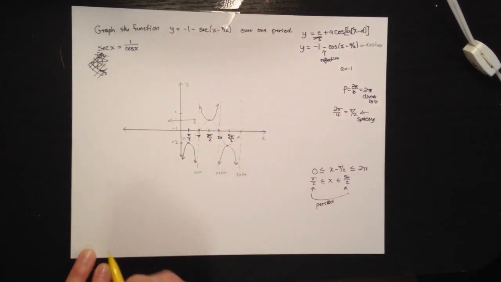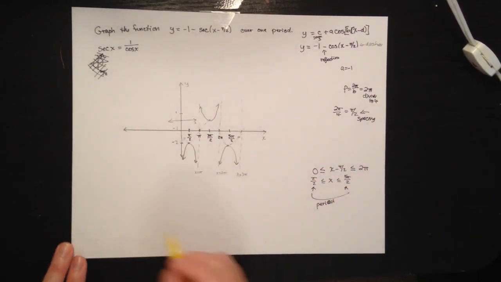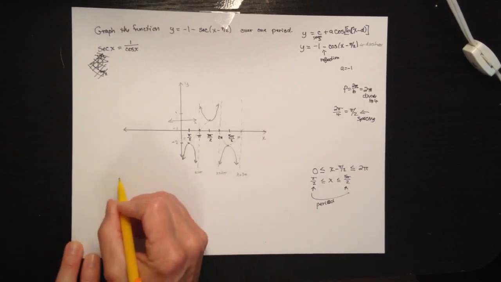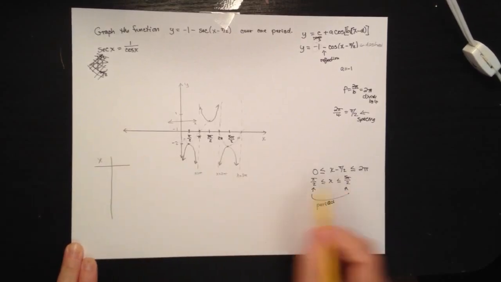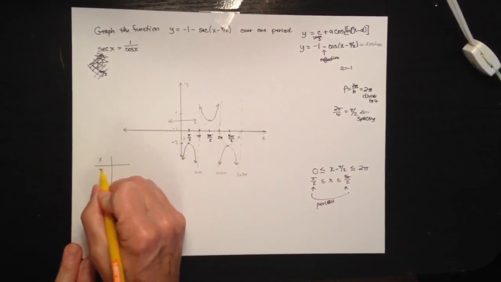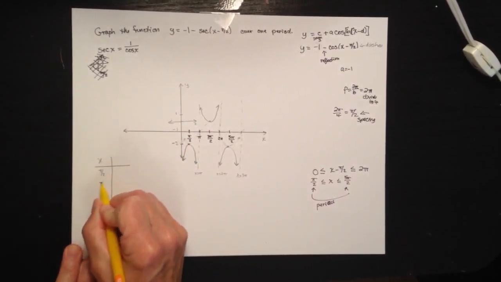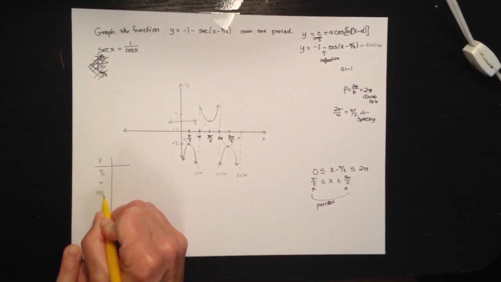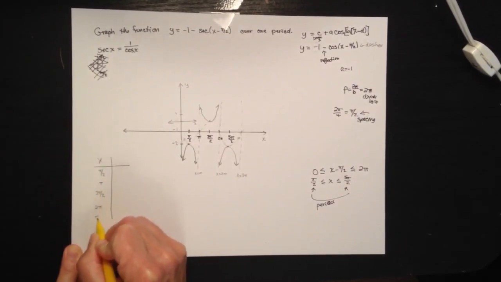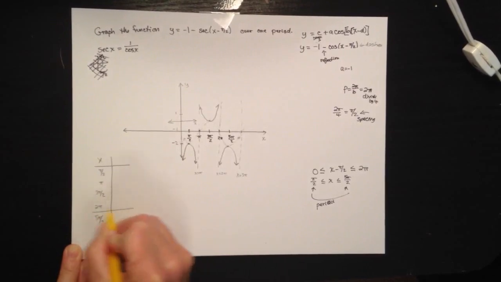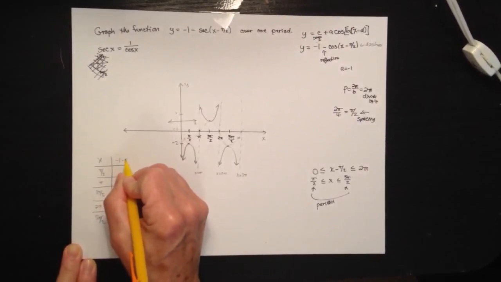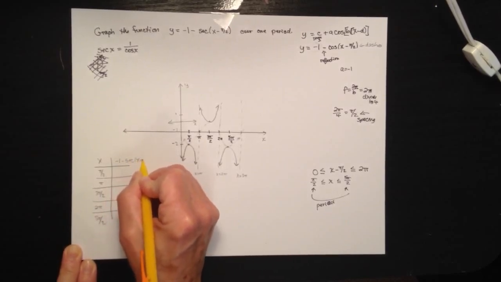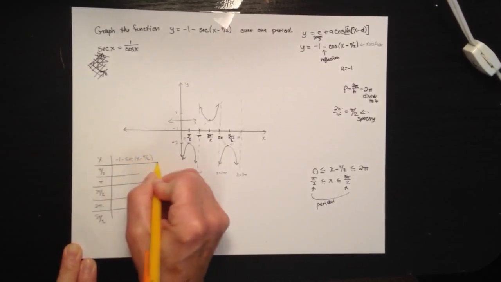You can always confirm that your points are in the right places, that your asymptotes are in the right places, by point plotting. I'm going to put my x values down here, and the ones I chose to put in were pi over 2, pi, 3 pi over 2, 2 pi, 5 pi over 2, to confirm that I have graphed this correctly. And so -1 minus the secant of x minus pi over 2 is what I wanted to graph.